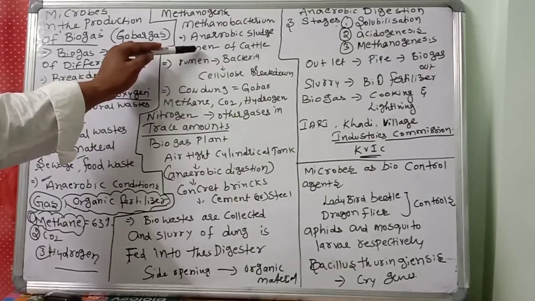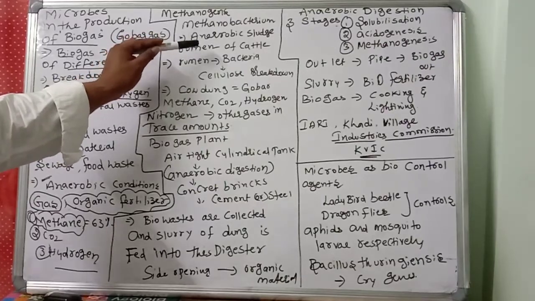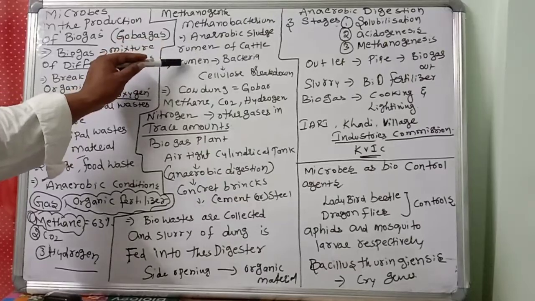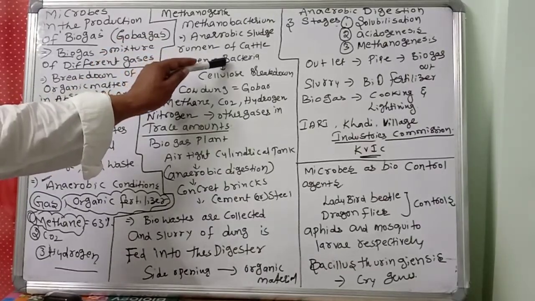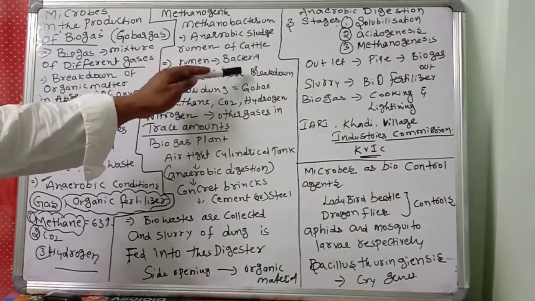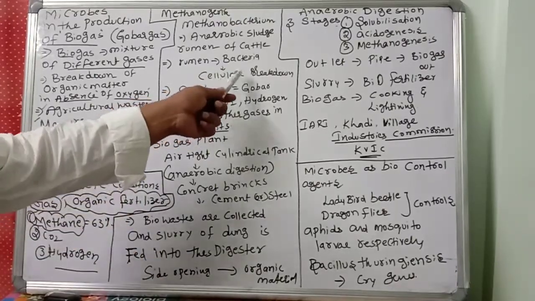The rumen is part of the digestive system in cattle. Rumen, omasum, reticulum, those parts are there. In the rumen, the anaerobic sludge is present. So the rumen consists of methanogenic bacteria, which break down cellulose. Very important. In the rumen stomach, anaerobic sludge is there, and that has methanogenic bacteria that break down cellulose.